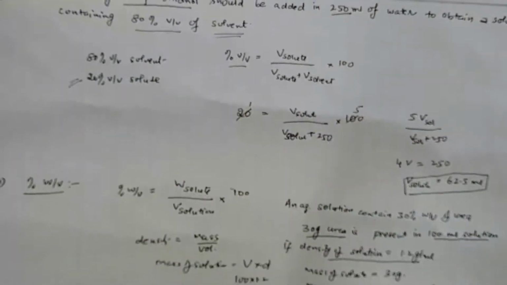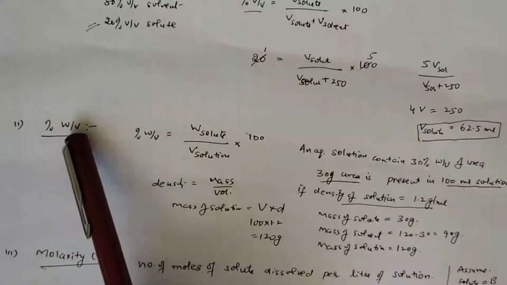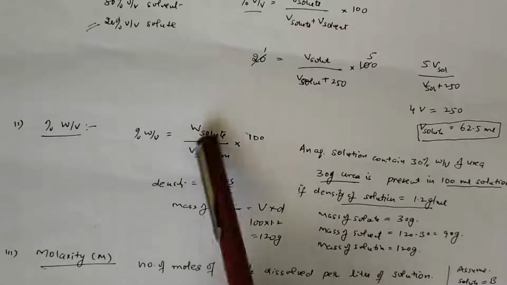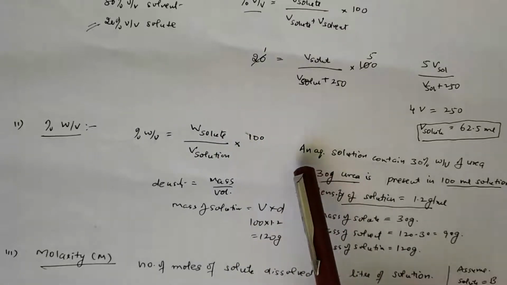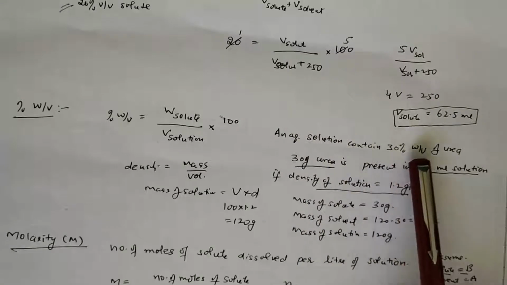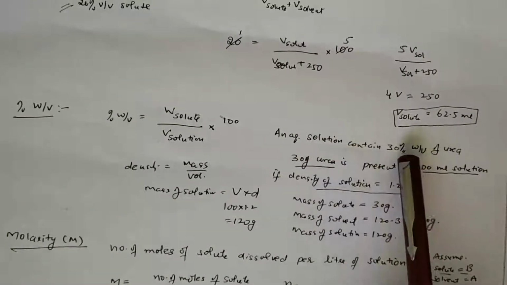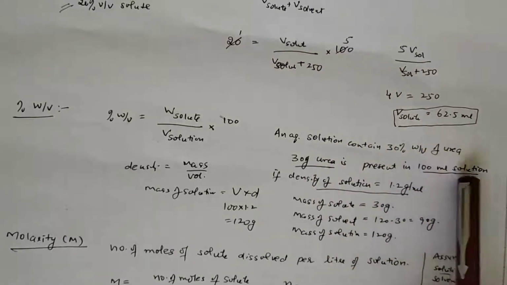Second term is percent weight by volume. Here weight by volume means your solute will be in gram and volume will be in ml, out of 100 because percent is there. So it is weight of solute divided by volume of solution into 100. That is a simple definition. An aqueous solution contains 30% weight by volume of urea. It means 30 gram urea is present in 100 ml solution.